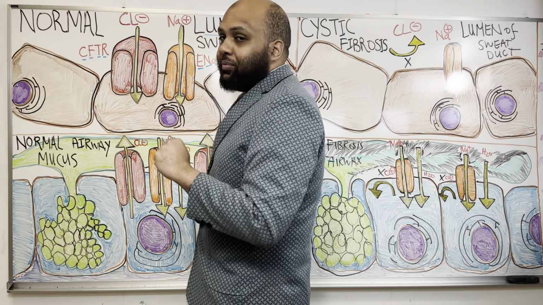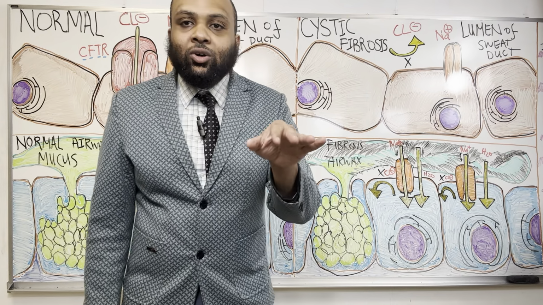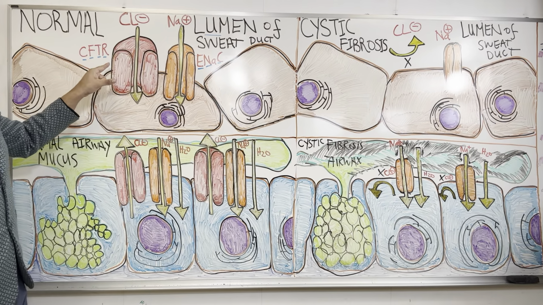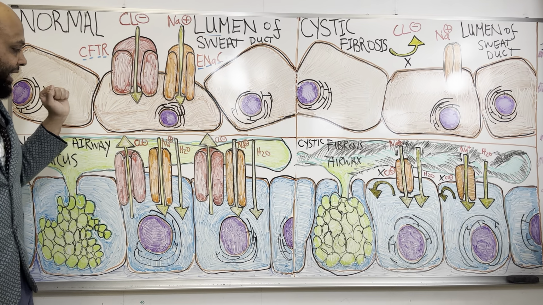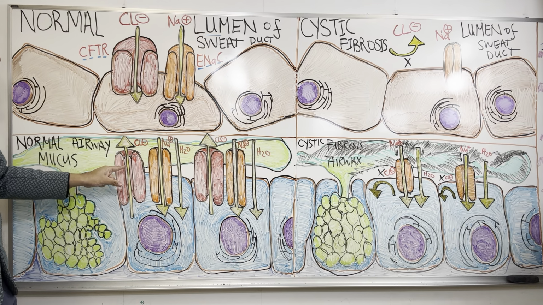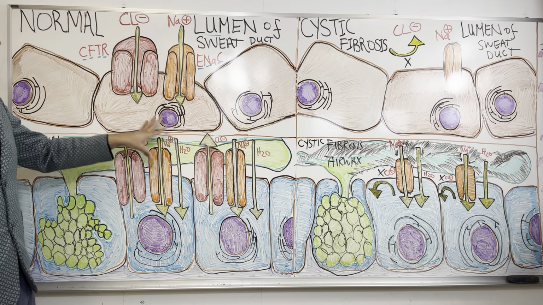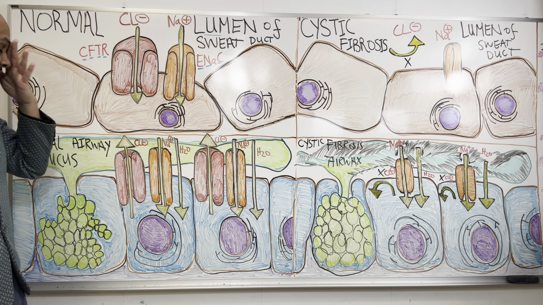So cystic fibrosis means there's a genetic defect. That chloride channel is gone. No chloride channel, so no red channel. So in the sweat gland, no red channel. In airways, no red channel. So everything else is going to stay the same.